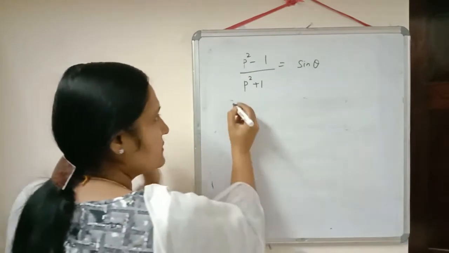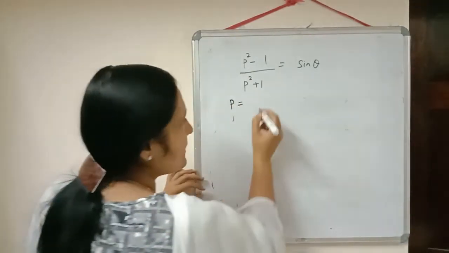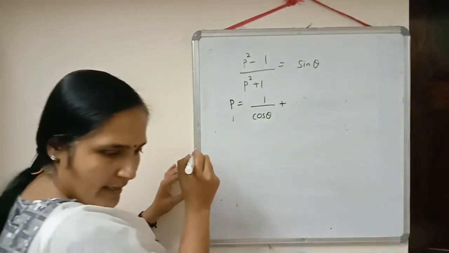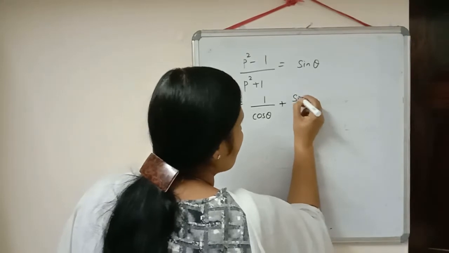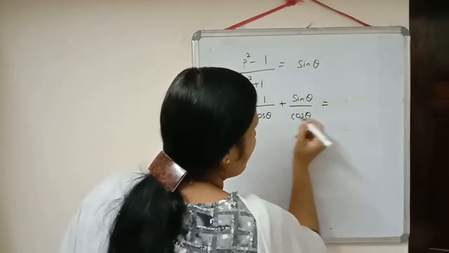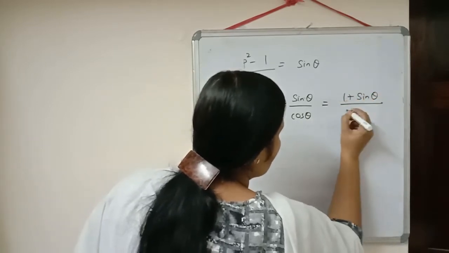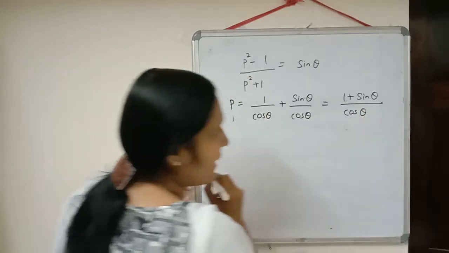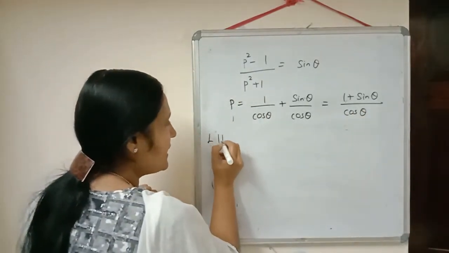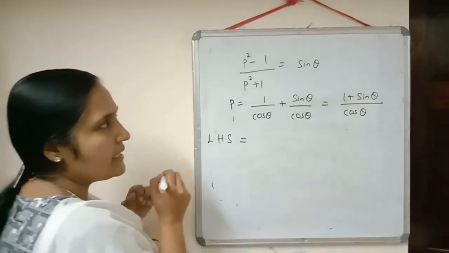P is equal to sec theta plus tan theta is given. How we can rewrite sec theta? Yes, 1 by cos theta. And tan theta can be written as sin theta by cos theta. Denominators are equal, so directly you can add the numerator. Then it will be equal to 1 plus sin theta by cos theta. Now write down the left hand side. What we have in the left hand side? P square minus 1.